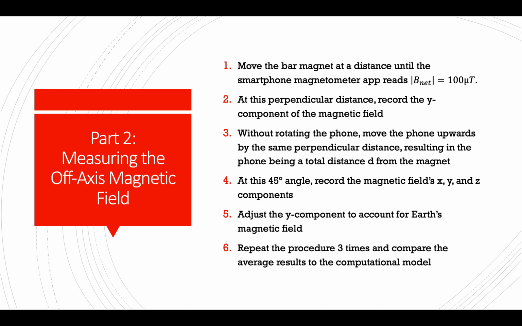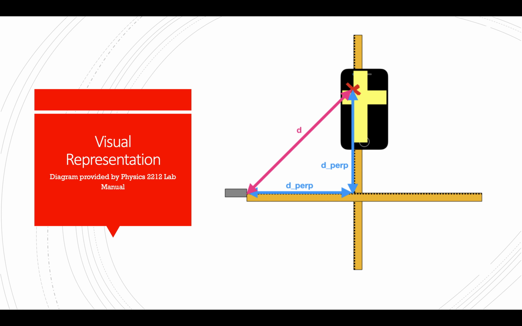In part 2, the bar magnet was placed at a distance where B net equaled 100 microteslas. The y component was recorded, and the phone was moved vertically upwards the same perpendicular distance. At this 45-degree angle, the x, y, and z components of the magnetic field were recorded, and the y component was adjusted to account for Earth. This is just a simple representation showing how this part of the experiment was performed. The phone is at a visible distance d from the bar magnet and is at a 45-degree angle.